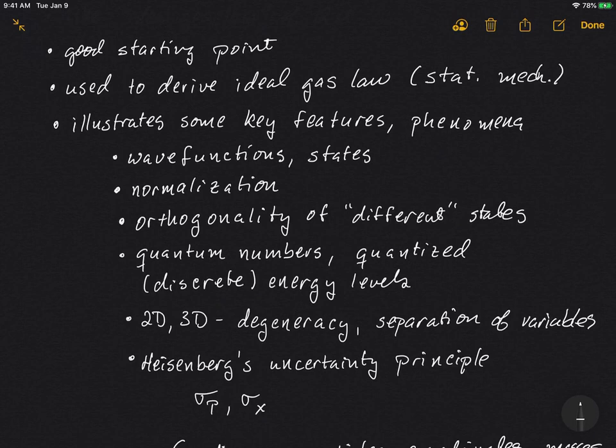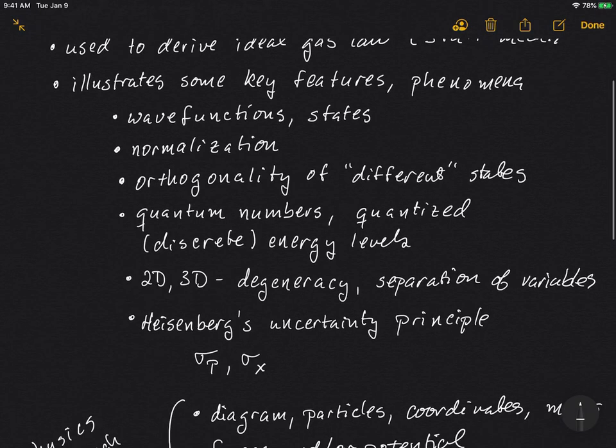And another issue is we'll bring in the 2D case and the 3D case, and this brings up a couple of important concepts. One is separation of variables, which is a mathematical approach to solving multi-dimensional partial differential equations. And we'll also see a concept called degeneracy, which is having different states with the same energy level.